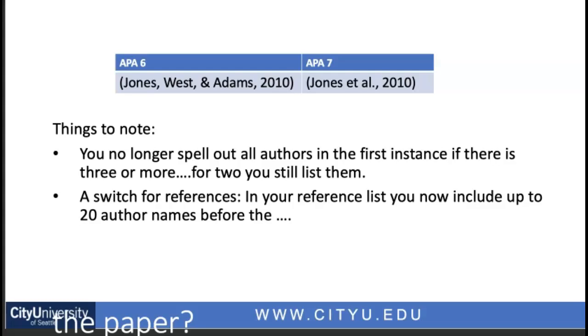Now, on the negative side, if you're in your reference list, you now have to list 20 authors. What used to be that you could list like 10 of them, I think, something like that, and then you'd put the ellipsis to let people know there were more authors that you're not listing. Now you have to go up to 20 in order to satisfy that.